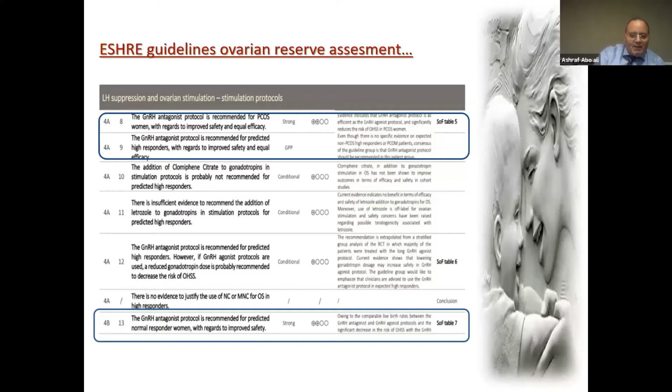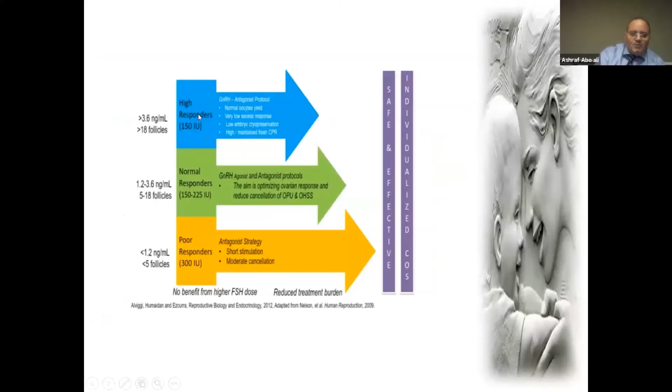This is a very nice diagram. Those doses are just suggested doses, or initial suggested doses. For the high responder, you can start with 150 international units. For the normal responder, from 2 to 3 amps. For the poor responders, with 300 international unit amps, and most of the literature recommends that there is no benefit to giving higher FSH. You can follow this nice diagram if you combine studying by AMH and antral follicle count.